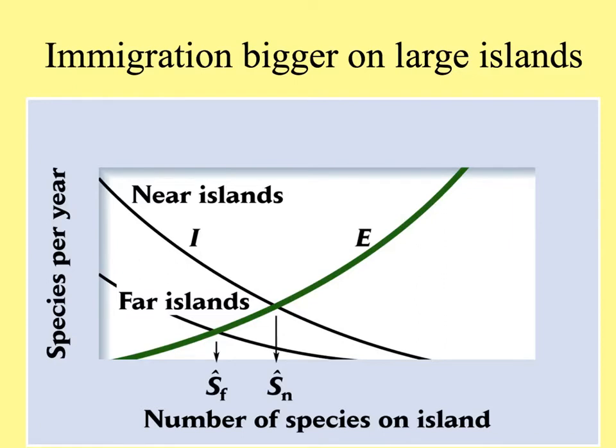The distance the island is from the mainland affects how great the immigration rate is, and the closer the island, the greater the immigration, the farther, the smaller. I see it says immigration bigger on large islands. It should say on near islands. And so you can see that the equilibrium number of species on a near island will be greater than the equilibrium number of species on a far island. So let's change this to be near.